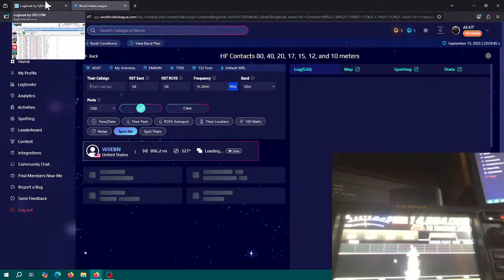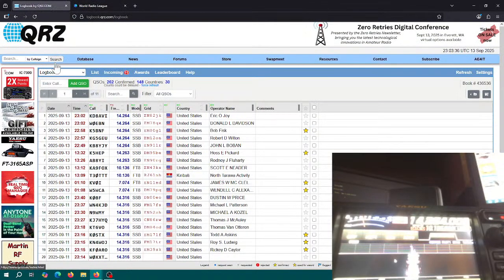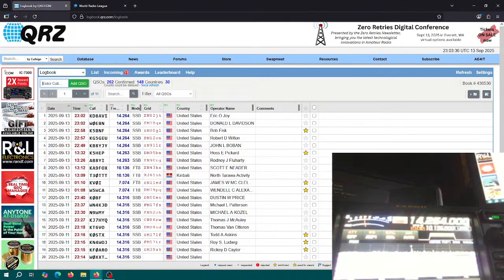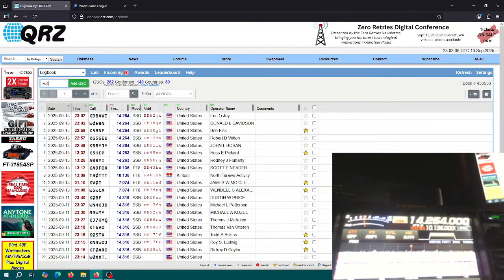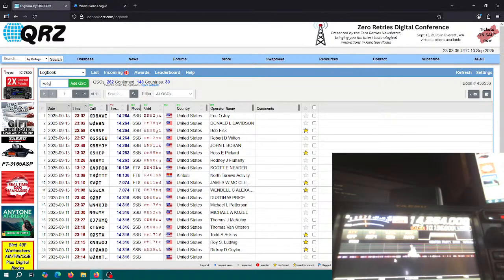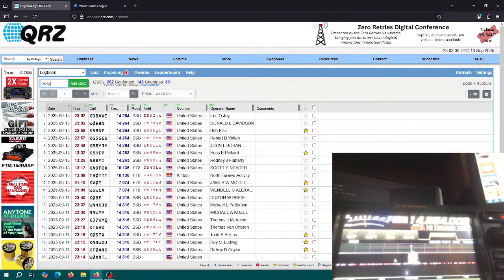This is Alpha Echo 4 India Tango, Alpha Echo 4 India Tango, calling CQ on 20 meters, and standing by for any calls. Kilo Oscar 4 Golf Delta Oscar, QSL.